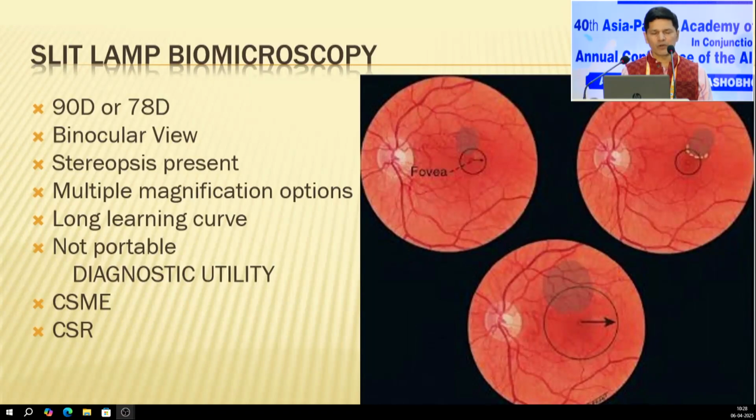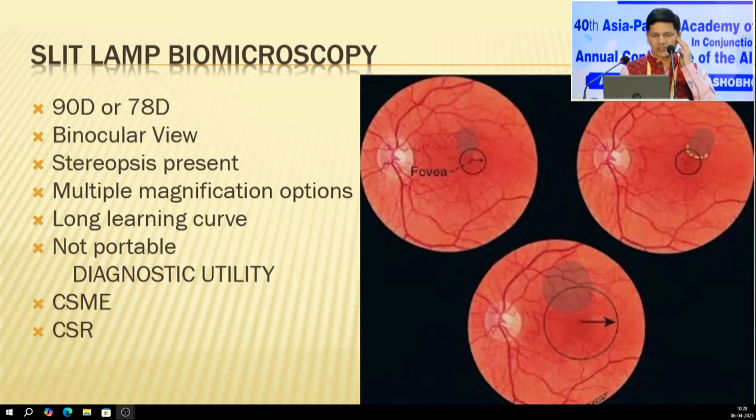Then slit lamp biomicroscopy, it is a really good way of examination, but has a long learning curve, because first you have to learn the slit lamp examination, then the use of the 90D. In this examination we can use either 90D or 78D. The advantage of 90D is it has a wider view, but the magnification is slightly lower. 78D has a narrower view but slightly more magnification.